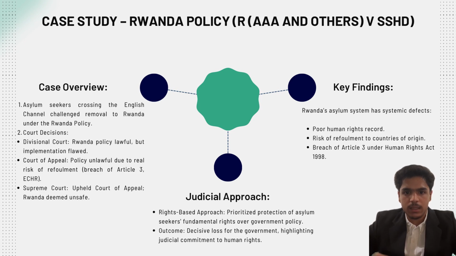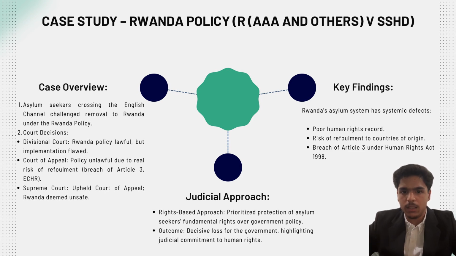The asylum seekers challenged the lawfulness of the Rwanda policy generally and the Home Secretary's decision to remove them to Rwanda. At first instance, the Divisional Court held that the Rwanda policy was lawful. However, the way in which the Home Secretary implemented the policy was procedurally flawed and the decision was quashed.